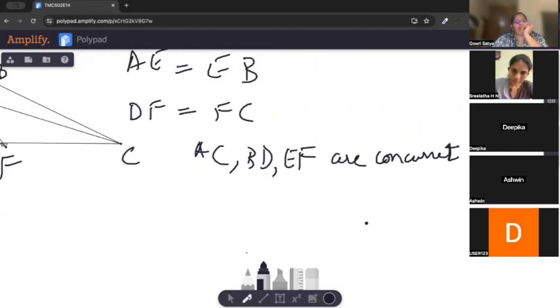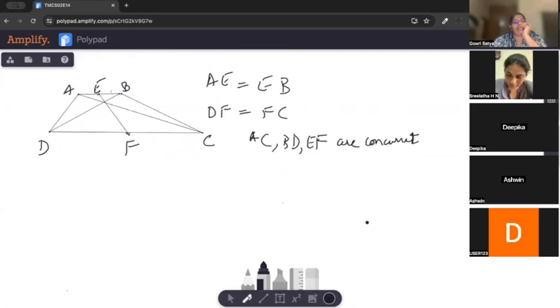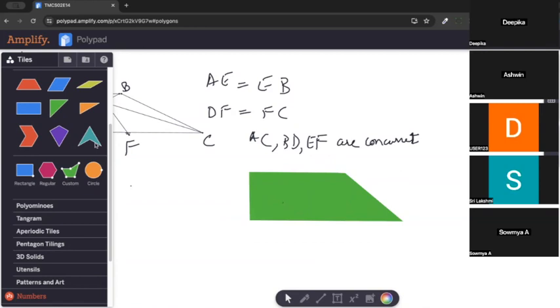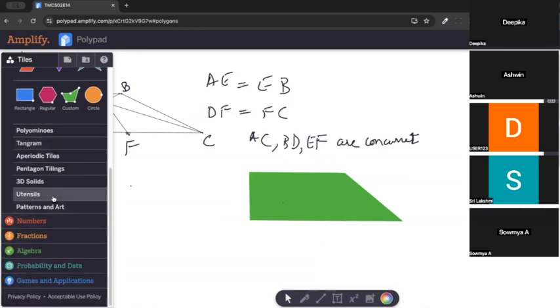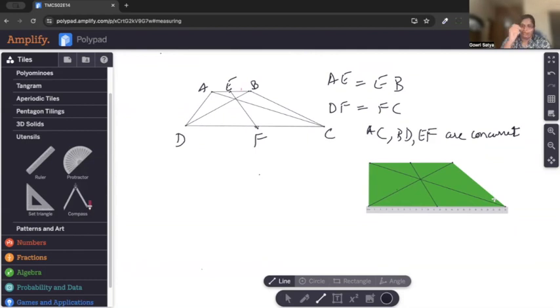So I'm looking at this, I'm wondering, the midpoints of the other two lines, it will not work. So it works only with the midpoints of the parallel lines. Yes, correct. I want to test it with this. Okay, so it works with this as well.